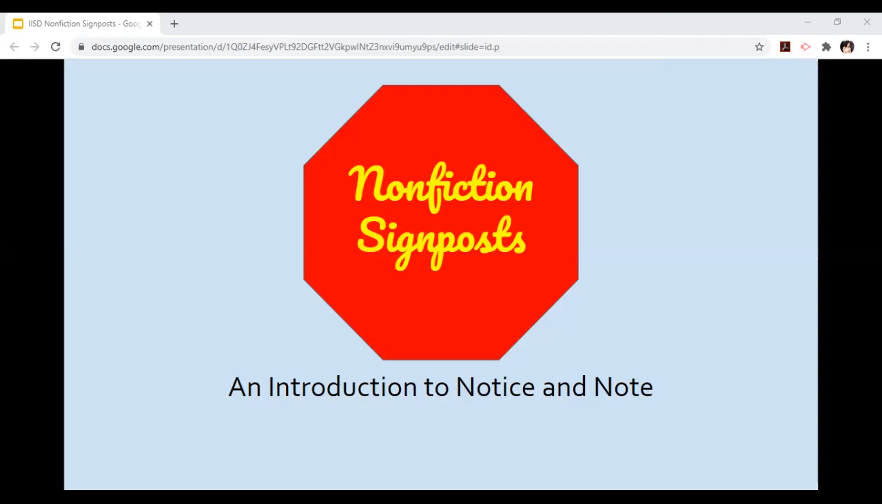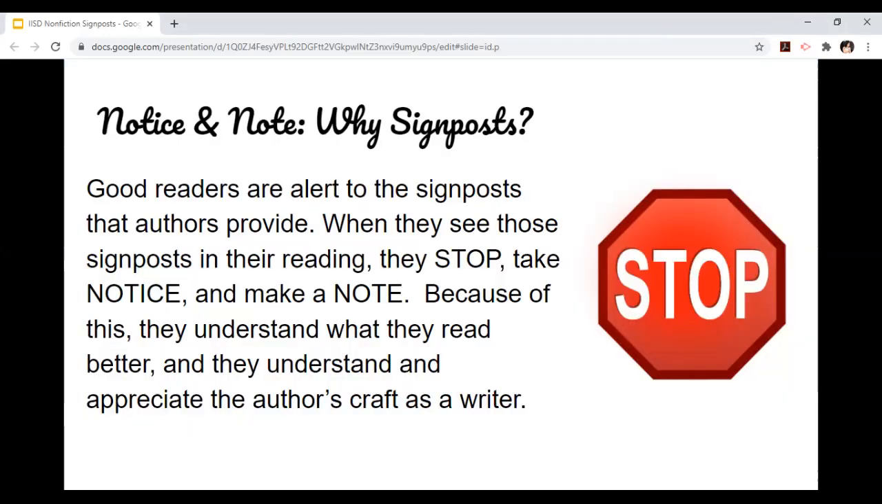So here we go. On to the next slide. Okay, so why these signposts? This is another definition aside from my definition. These slides were made by the school district, so it is very important that I show you these slides. But anyways, why signposts? Good readers are alert to the signposts that authors provide. When they see those signposts in their reading, they stop, take notice, and make a note. Because of this, they understand what they read better, and they understand and appreciate the author's craft as a writer.